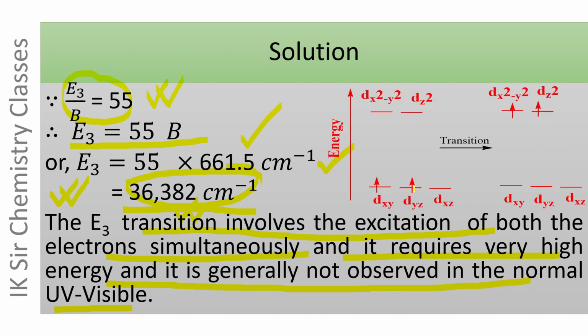This transition involves the excitation of both the electrons from ground state to excited state. It requires a large amount of energy, and the wave number, not wavelength, wave number of absorbed radiation is very high, which does not fall in the normal UV-visible region, and hence the third expected absorption band is not observed.